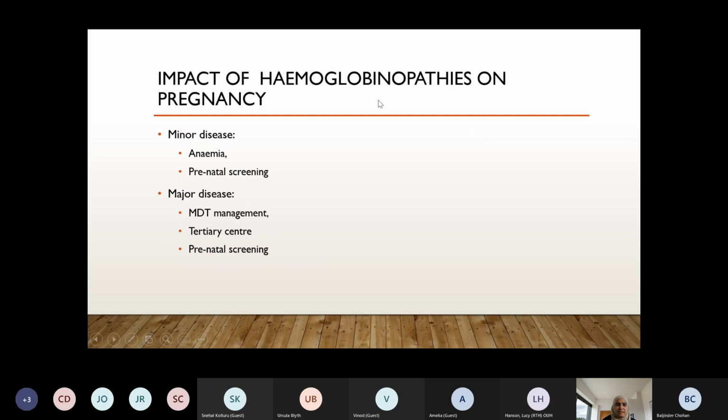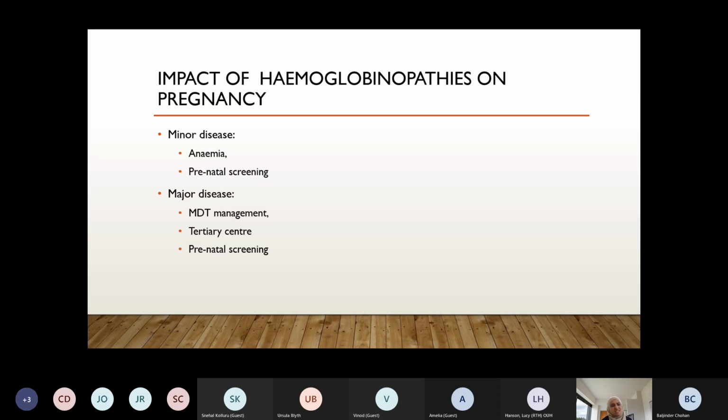What impact do they have on pregnancy? With the minor disease, it is just a risk of anemia. So they have low hemoglobin, but because most of these diseases are hemolytic, they do not have iron deficiency. If there is iron deficiency, you can check ferritin levels, then give them oral iron. We never use parenteral iron for them because they are not usually at risk of iron deficiency, they are at risk of iron overload. And if there is severe anemia, then it is treated with blood transfusion.